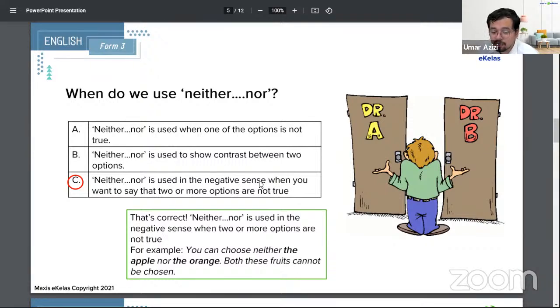So an example here, you can choose neither the apple nor the orange. This means that both options are not available. I like neither this nor that. Okay, so use neither nor together in an absolute no of everything you can choose from. So I neither want this nor that. Tak nak dua-dua. Saya tak nak ni, mahu pun yang ini. Either or is, saya mahukan yang itu ataupun yang itu. If that makes sense. I hope it does.